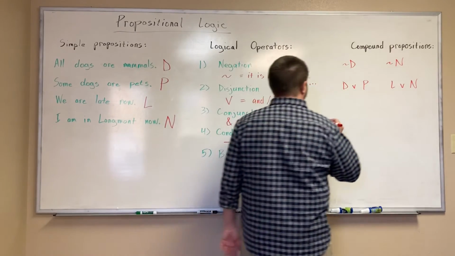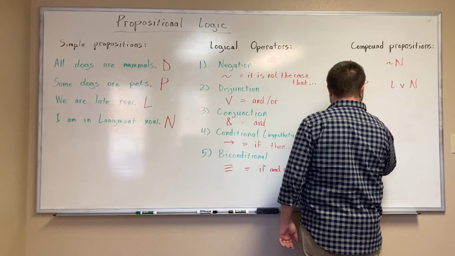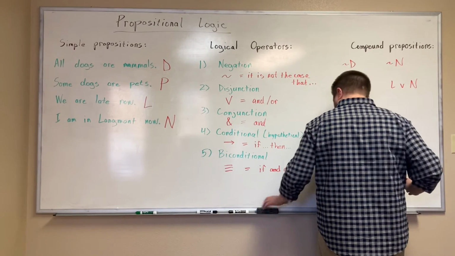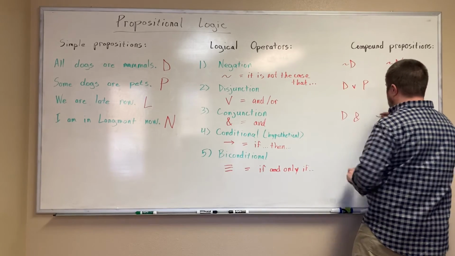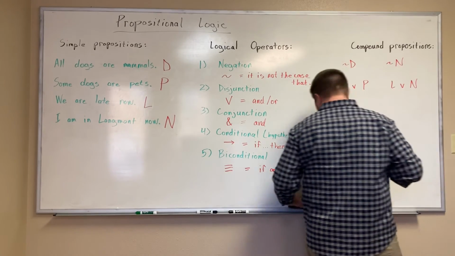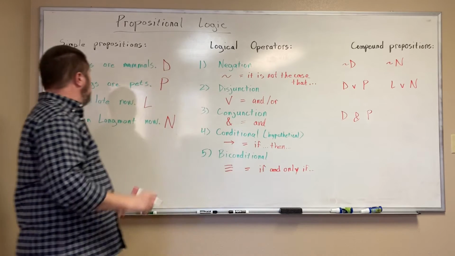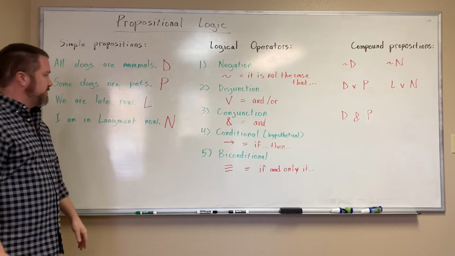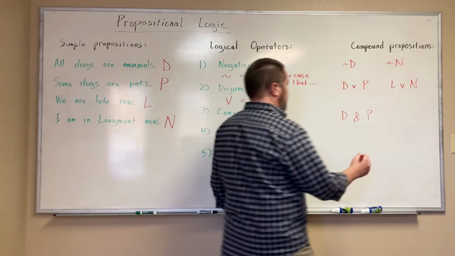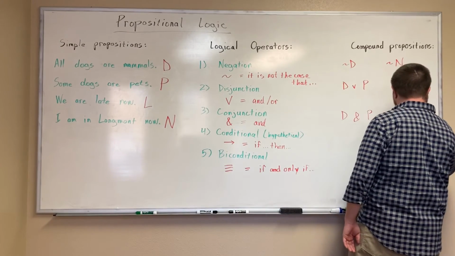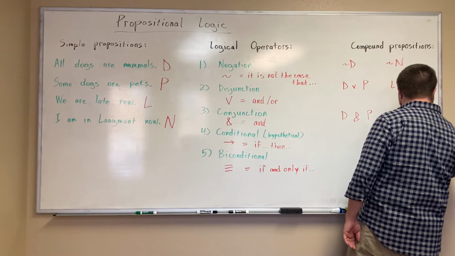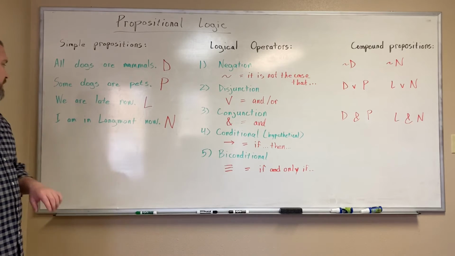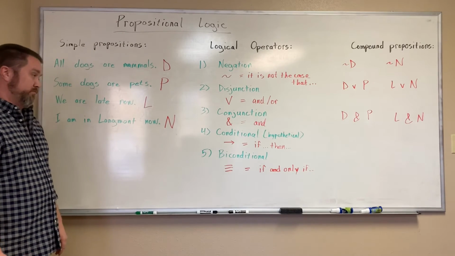Conjunction. Let's say D ampersand P, that would be all dogs are mammals and some dogs are pets. Or we could say, same thing here, L ampersand N. We are late now and I am in Longmont now.